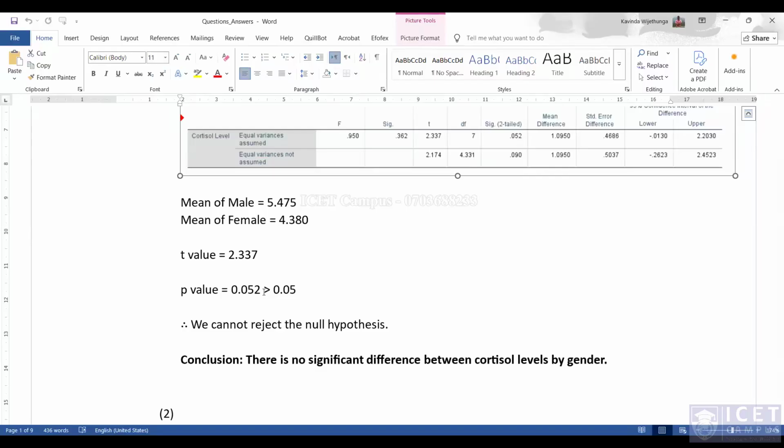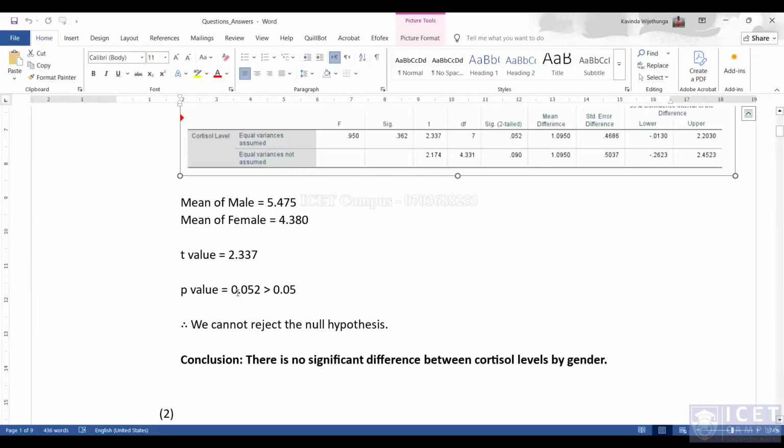So you have to remember that. Once you see the mean difference, you cannot say here that, if we wrote the conclusion without doing this t-test, what are you going to write? You can see here 5.4 is greater than 4.3. So you can say the cortisol level of the males is greater than the cortisol level of females. But if you consider only these mean values, and then go to the t-test, the output as the conclusion is that there is no significant difference between the cortisol level by gender because the p-value is 0.052.